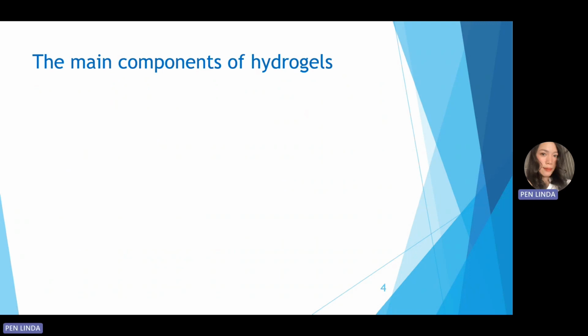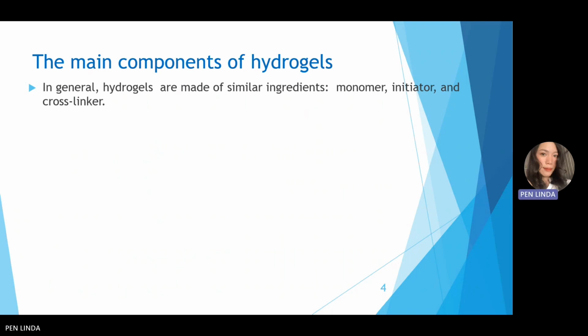This slide talks about the main components of hydrogel. Hydrogels are all made of similar ingredients: monomers, initiators that link monomers into chains, cross-linkers, which connect the polymer chains to one another, and water, which acts as the solvent that disperses the ingredients.